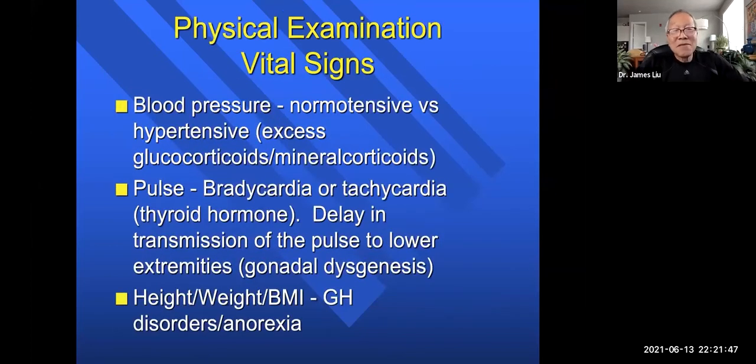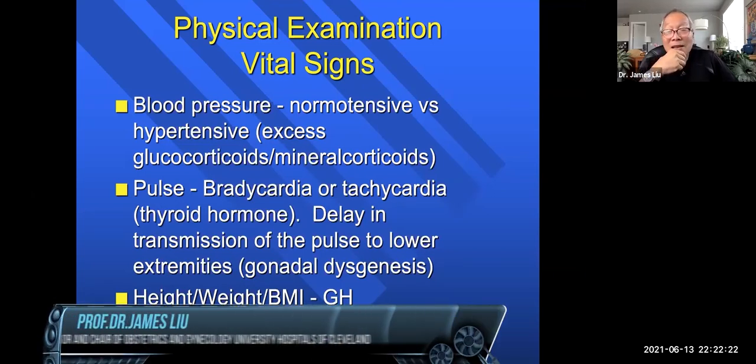In terms of vital signs, they're somewhat less important, but obviously in someone who's obese and hypertensive, you have to think about glucocorticoid excess. In individuals with bradycardia, that is heart rate less than 60 at rest, or tachycardia, you have to think about some disturbance in the thyroid hormone axis, which affects basal metabolic rate.